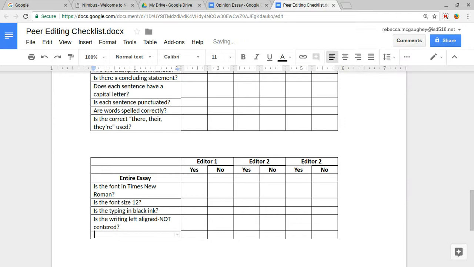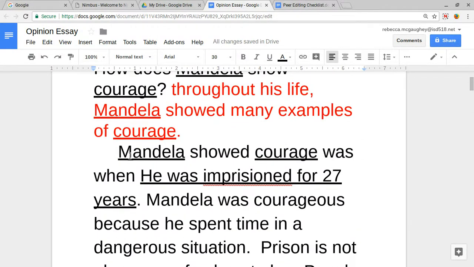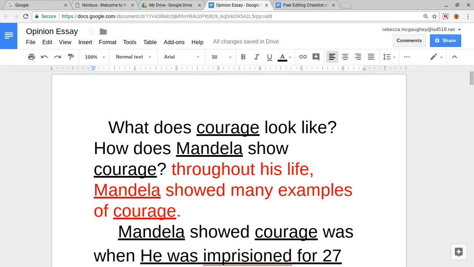I'm going to add one more here. I'm going to say, are the paragraphs indented? Make sure that you have each paragraph indented. That is very important. So if you have 4 paragraphs, you should have 4 indentations.